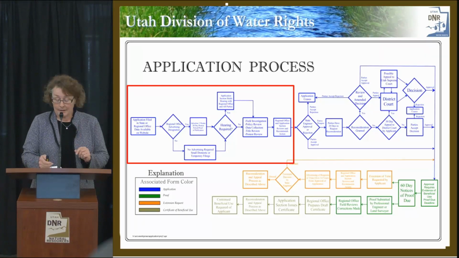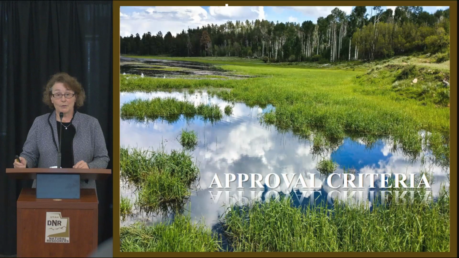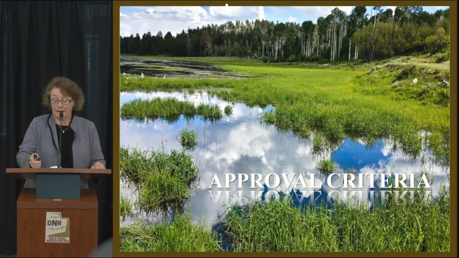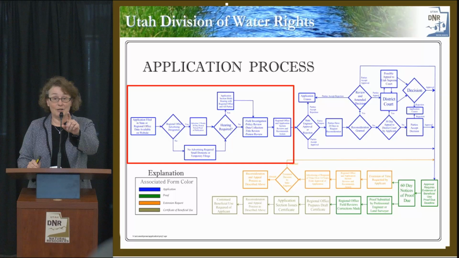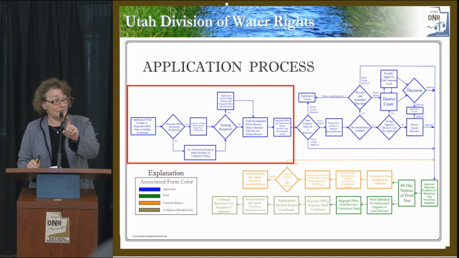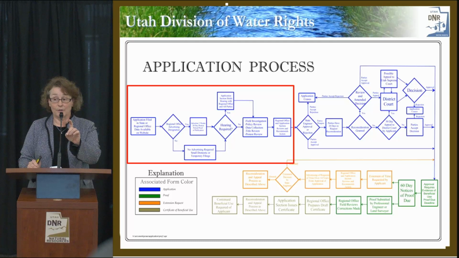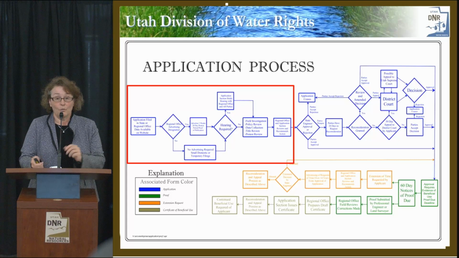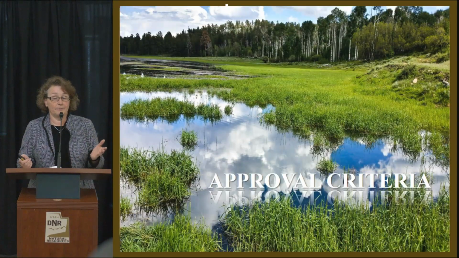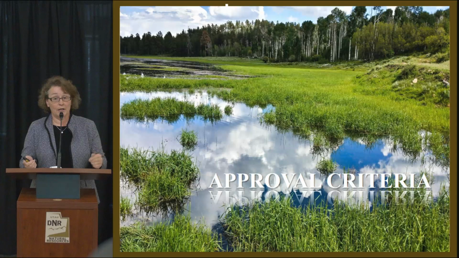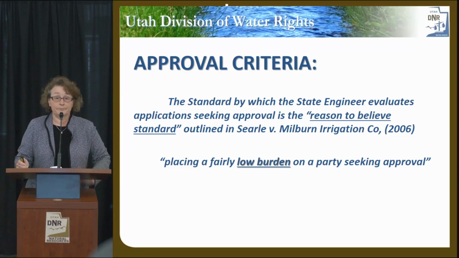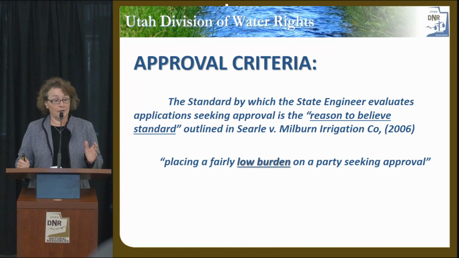So let me go ahead and jump into the approval criteria. Actually, I'm going to go right back to this slide here. In that video, we ended with the state engineer making a decision, whether it was to approve with conditions or reject that application. So what do we look at when we evaluate an application? With every application that we review, there is a standard that we evaluate the data by, and it's called a reason to believe standard.